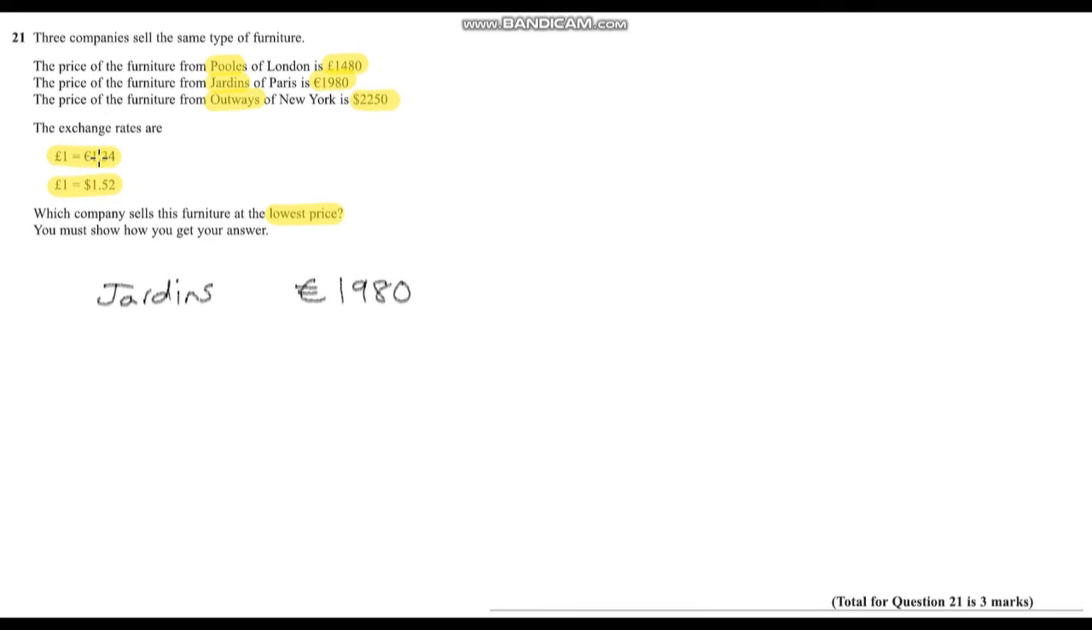Notice how to go from 1.34 to 1, we just divide by 1.34. So we need to divide this by 1.34. And I will definitely need my calculator for this. 1980 divided by 1.34. And that gives us, I'm just going to round it to the nearest penny. So that gives us £1,477.61.